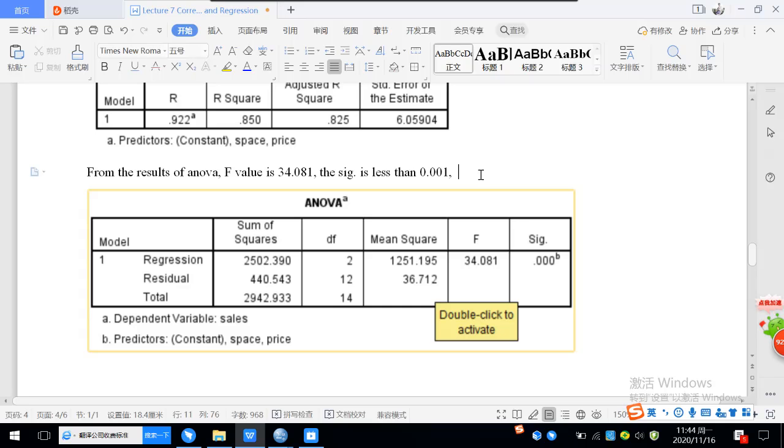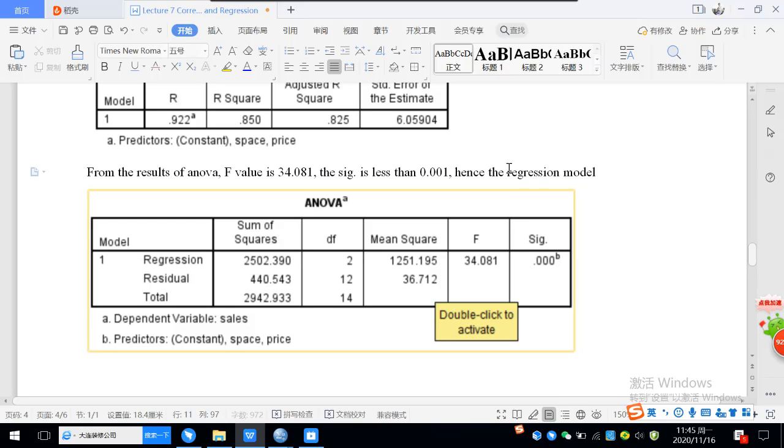Here from the result of ANOVA, F value is 34. The corresponding significance is less than 0.001. So that means, hence the regression model, right?